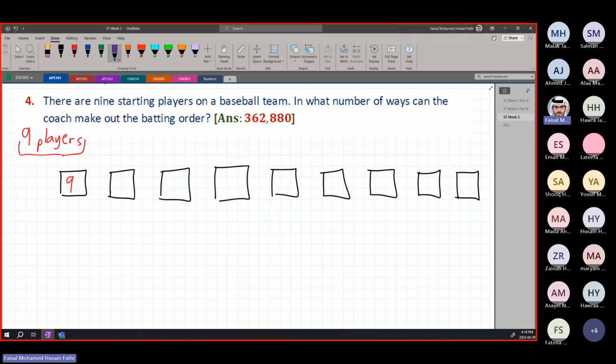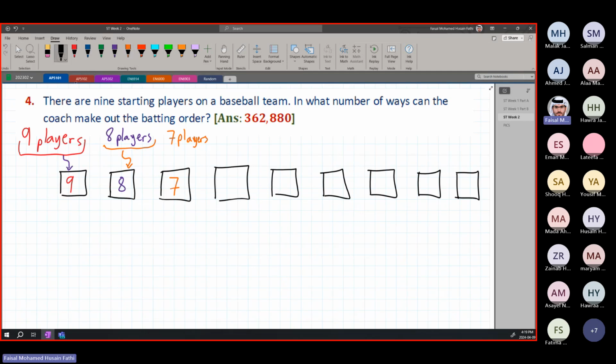But as soon as we choose a player, we will remain with 8 players to choose from. So in the second box, we only have 8 players to choose from. Once we chose the first one, we can't choose them to be the second. So we have 8 players for the second one. And we will do the same thing again. Since we chose a player here, we will be left with 7 players for the next one. So for the third person that will be batting, we have only 7 players to choose from.